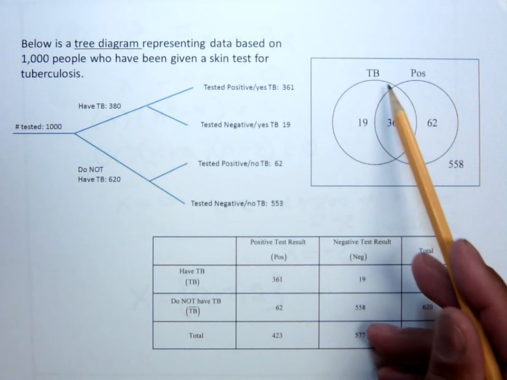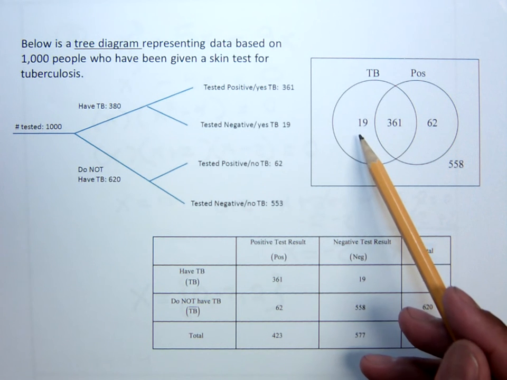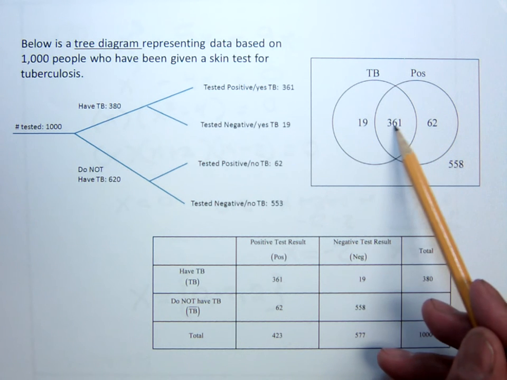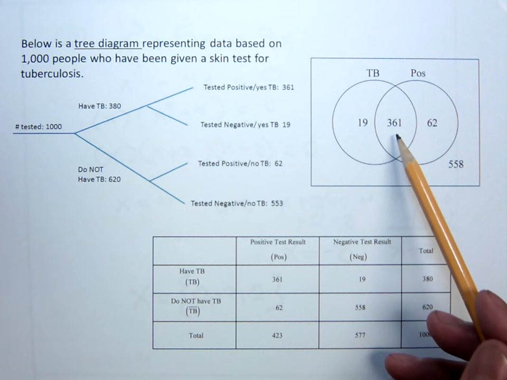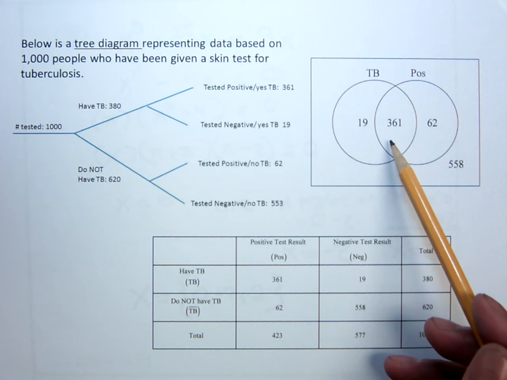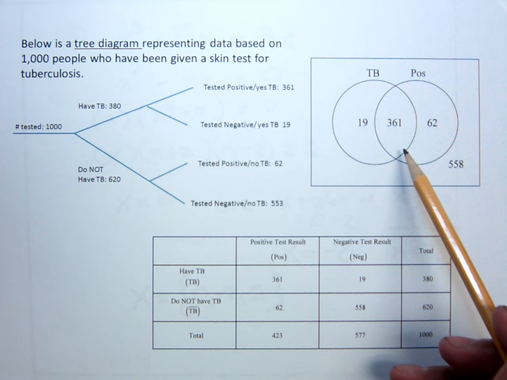But do we have 380 people inside of this circle? Well, we do if we add up everybody inside of the circle, these 19 and these 361. Remember, this region inside is called the intersection. So the people that are in this intersection not only have tuberculosis, but they have a positive test. They're in the positive circle.